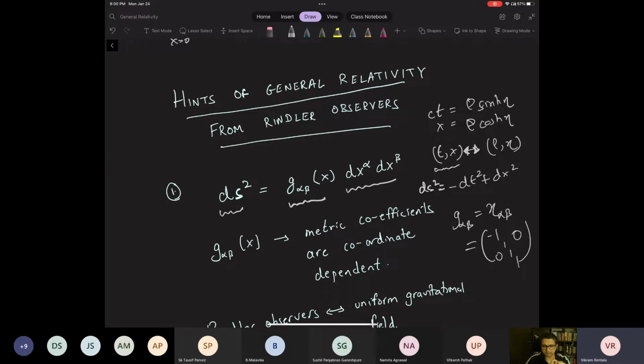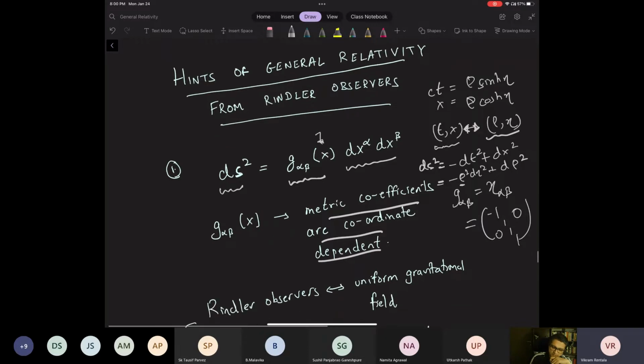What we're seeing with the Rindler observers is the basic idea of general relativity, which is that the metric itself can be coordinate dependent. The metric coefficients are coordinate dependent. When we wrote the same metric in terms of the rho, eta coordinates, we got something like minus rho squared d eta squared plus d rho squared. So the coefficient was rho dependent. Written as a matrix, in 2 dimensions, it looks like minus rho squared, 1. So it's not a constant. This metric changes as I change my rho coordinate.